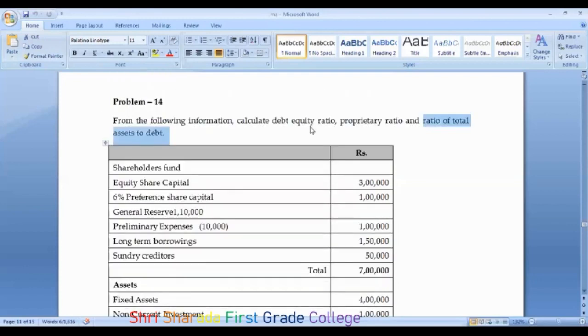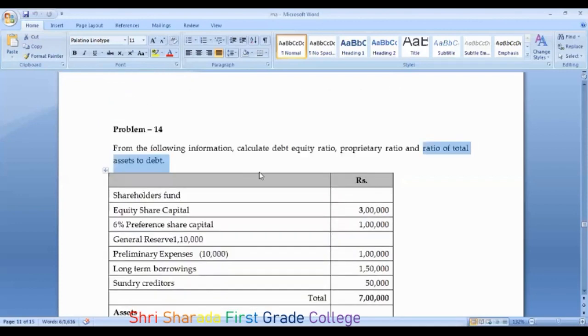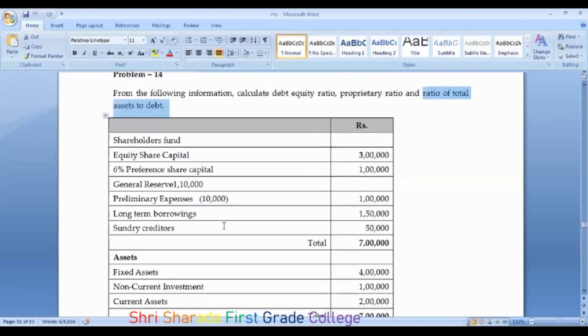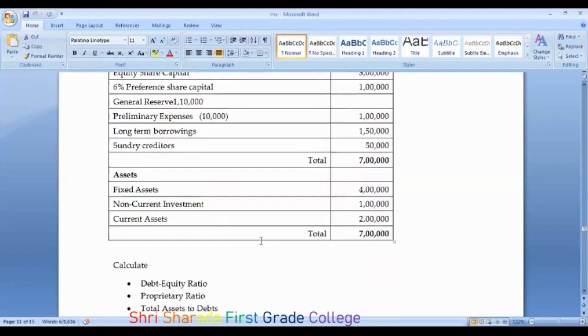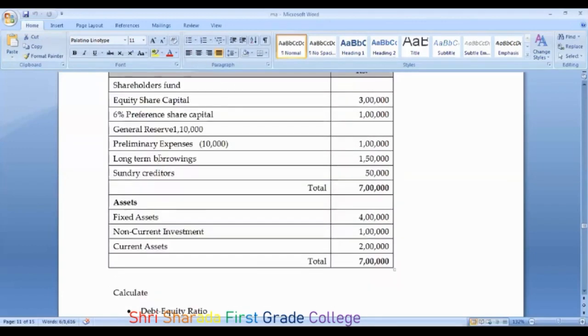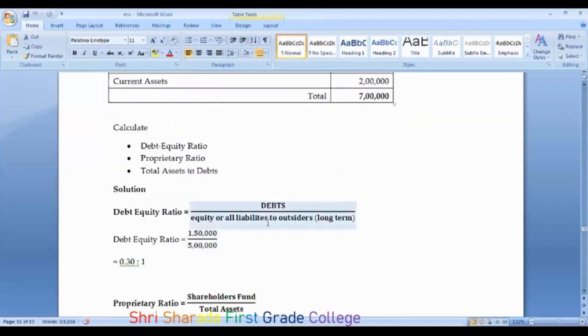So now find out the debt equity information. First of all, when you look at a debt equity ratio, see whether there is any debt. Debt is given, instead of debentures, as long-term borrowings. So all the long-term borrowings will be taken here, long-term borrowings as 1,50,000. Apart from this, now see what the equity is which is given for outsiders or long-term.